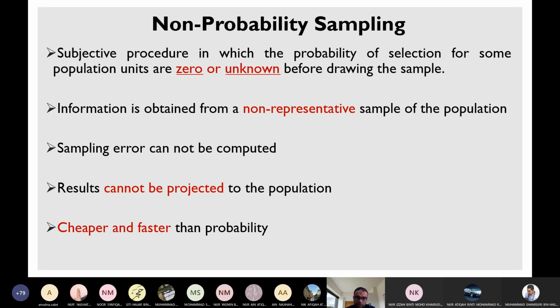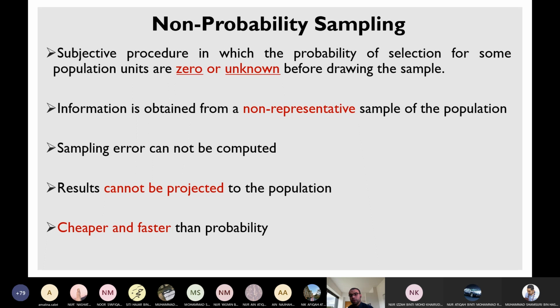So right now, brothers and sisters, we have discussed probability sampling. I think we have four examples, if you are still following. We have simple random sampling, systematic sampling, stratified random sampling, and cluster random sampling, right?